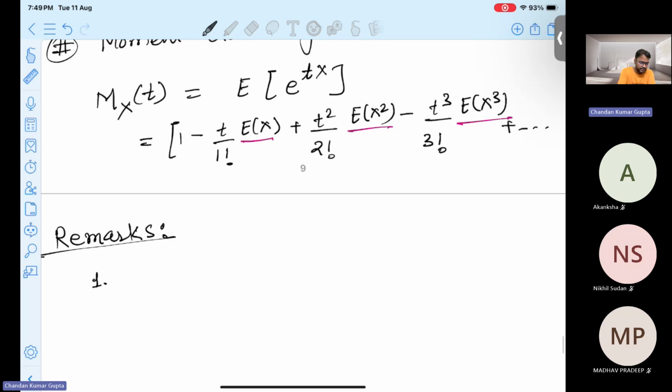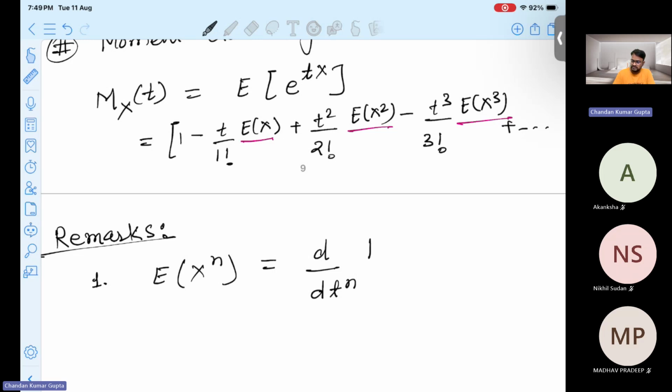The first one is obviously the expected value of x to the power n. That is the nth order non-central moment. The nth order non-central moment is calculated directly by differentiating the moment generating function to the nth order, M_X(t), and then putting t equal to 0.